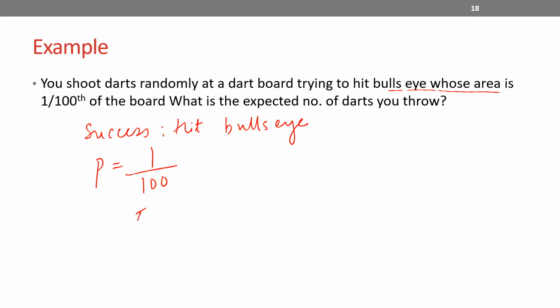So the expected number of darts that I'll need, which is actually the number of times, is going to be 1 over p, which is going to be 100. Right? So the expected number of darts that you should throw in order to get success is 100. Okay, so in the next video, I'll talk about conditional expectation.